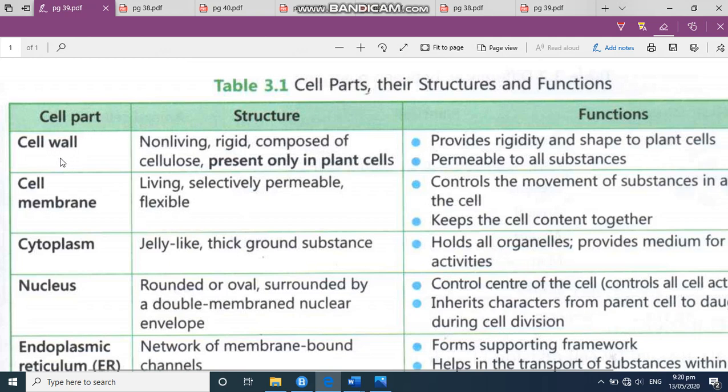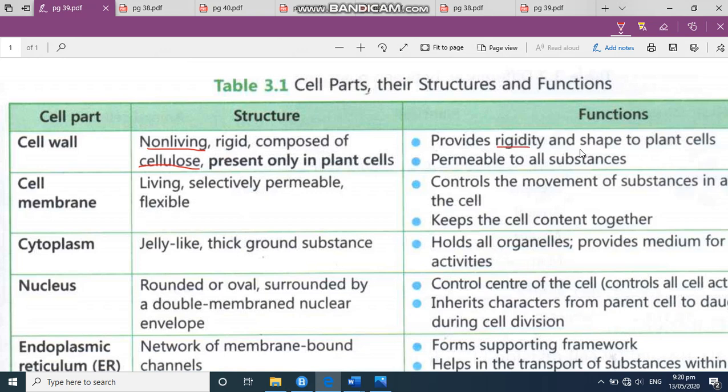Now first we'll talk about the cell wall. Now what is the structure? It is non-living, rigid, that means firm. And what is the cell wall made up of? Cellulose. So you can mark these terms which are important, that it is made up of cellulose and it is non-living in nature.